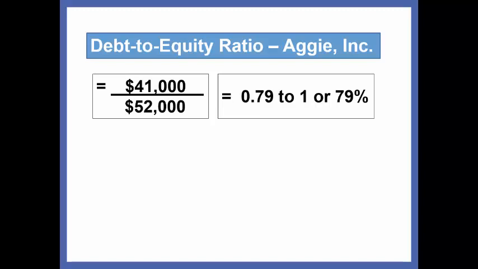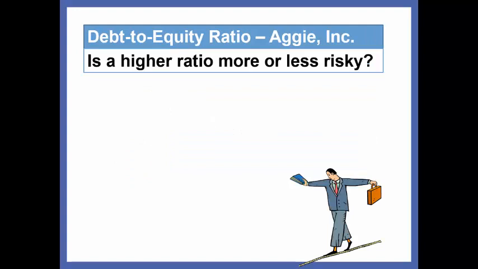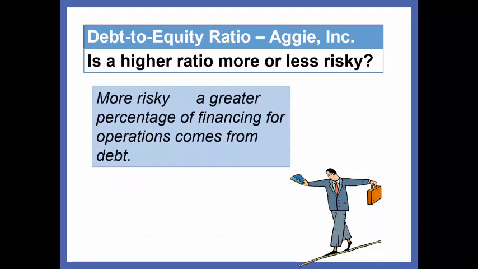So this company is using more equity than debt to finance its operations. So specifically, again, Aggie Inc.'s liabilities are 79% of its equities. If this had been a 1-to-1 ratio, then you're using equal amounts of debt and equity to finance your operations. But here, again, it's less debt than equity. So is a higher ratio more or less risky? And the answer is it's more risky because you're using more debt.